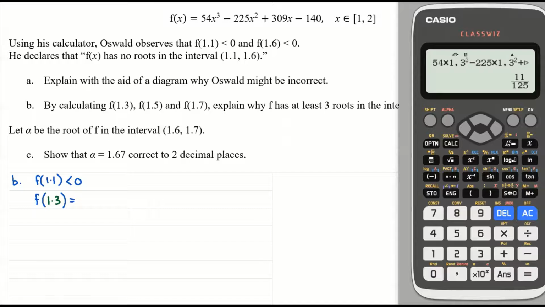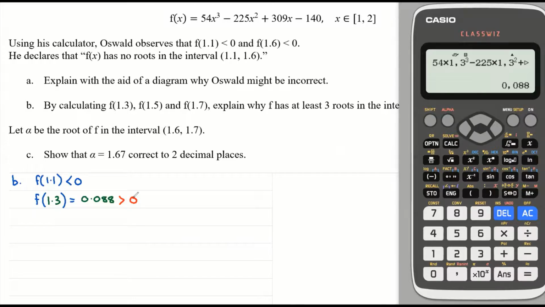And what does that give us? Well, it gives us 11 over 125. Let's have that as a decimal. So that's 0.088. Okay, great. I'm not on the right function here. 0.088. And what we're interested in is the sign. Now it's clearly positive. Okay, it's small, but it's positive. Okay, good. Now we can put in the next number.